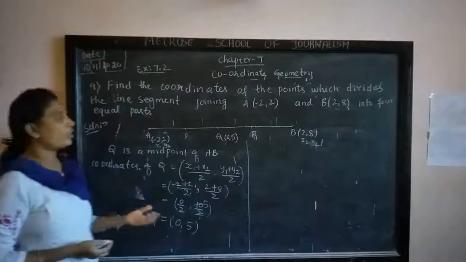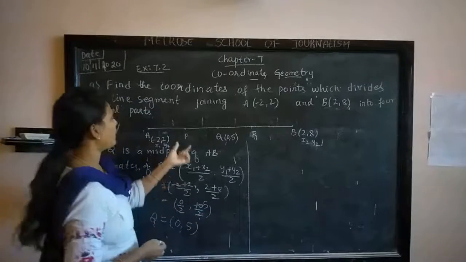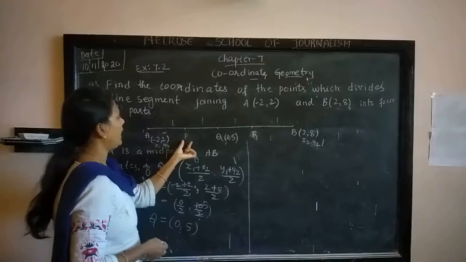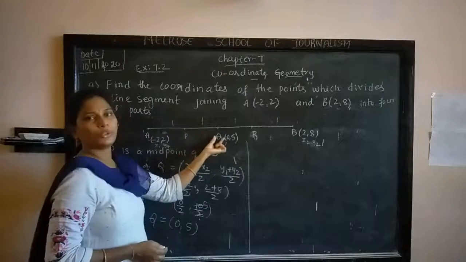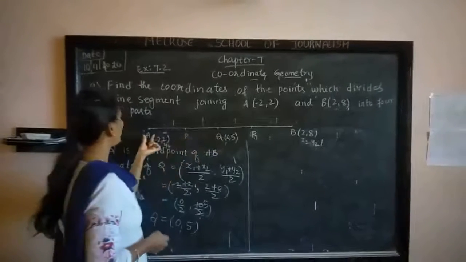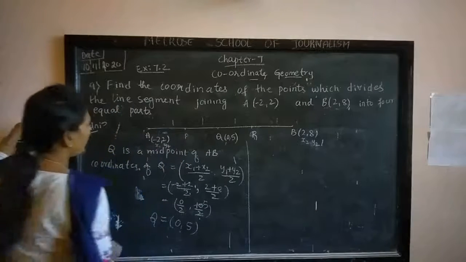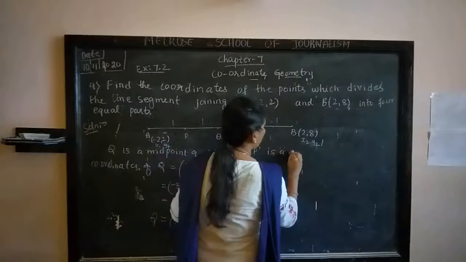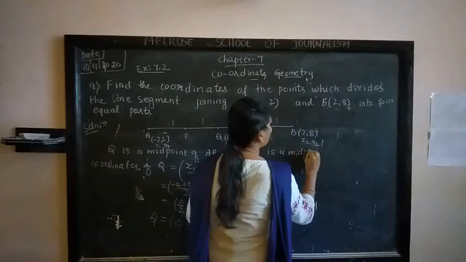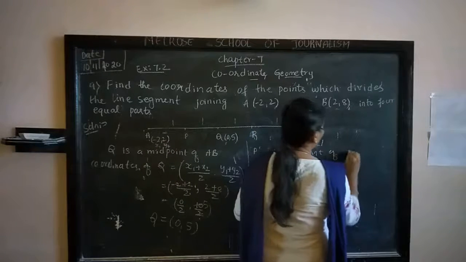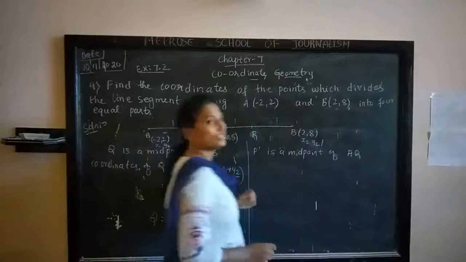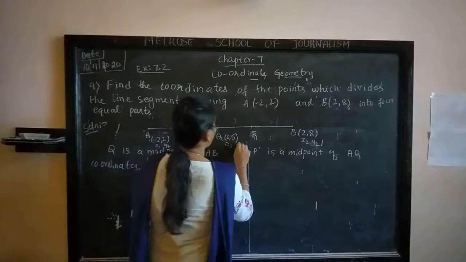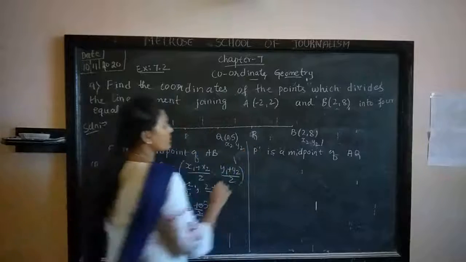Now you have found the coordinates of Q. Now find the coordinates of P. How can you find it? See, same method. P is the midpoint of A and Q. Yes or no? P is the midpoint of AQ. So for A you take x1, y1. For Q you take x2, y2. Find out the coordinates of P now.